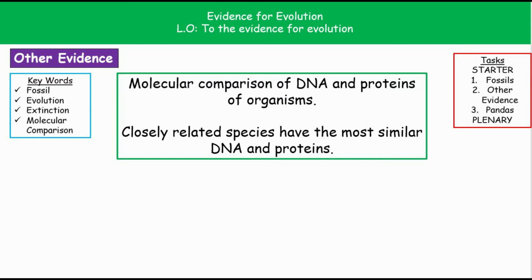Something else that we can do with modern technology is we can actually carry out these molecular comparisons of things like the DNA and the proteins that we find in different organisms. Once we've actually done this molecular level comparison, we can identify the closely related species because they're going to have the most similar DNA strands and the most similar protein molecules. So by sequencing the DNA, by sequencing the different proteins, we can then compare them and identify those that are most closely related, and that tells us the species that are most closely related.